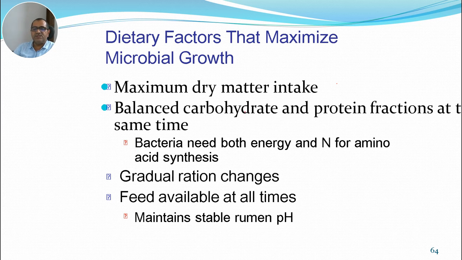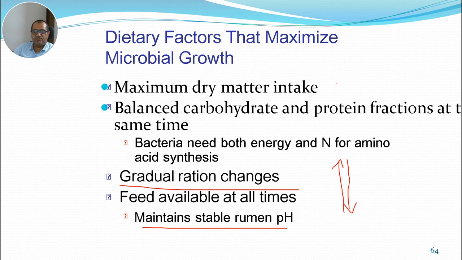And balanced carbohydrate and protein fractions need to be provided at the same time for the optimum growth of the bacteria. Energy and nitrogen need to be balanced very properly. Then gradual ration changes, especially for the ruminant, because a sudden increase, decrease or change will always reduce the digestive process, so it has to be done gradually. Feed should be available at all times, and the pH of the rumen needs to be maintained always.